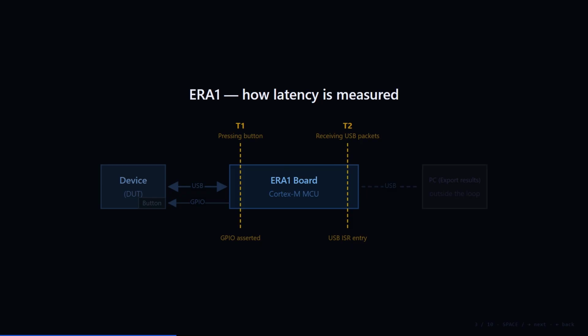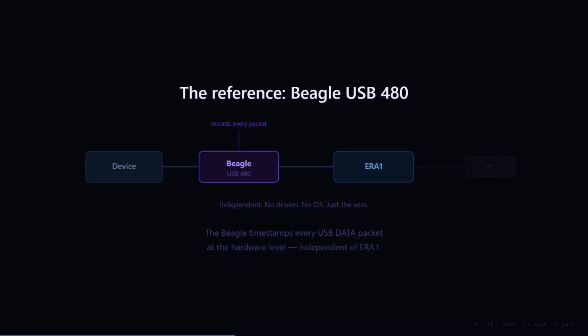The reference I used is a Beagle USB 480 protocol analyzer. A Beagle sits physically on the USB cable between ERA1 and the device. It records hardware-level timestamps for every USB packet, data, ACK, everything, independently of any software on the host. It sees what is actually on the wire. The Beagle is the closest practical reference for USB timing without a dedicated oscilloscope with USB protocol decoding.